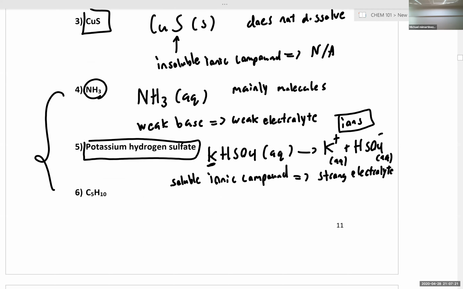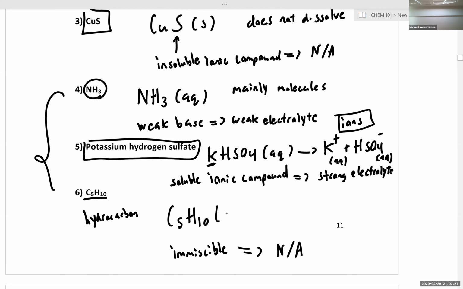Okay, let's take a look at another example, C5H10. This is a hydrocarbon. What type of compound is this? Is this soluble, insoluble, miscible, immiscible? How would we classify C5H10, which sort of reminds me of oil? Yep, it's immiscible, so we classify it as NA. And because it's immiscible, C5H10, we typically view it as a solid or a liquid. Solid or a liquid?